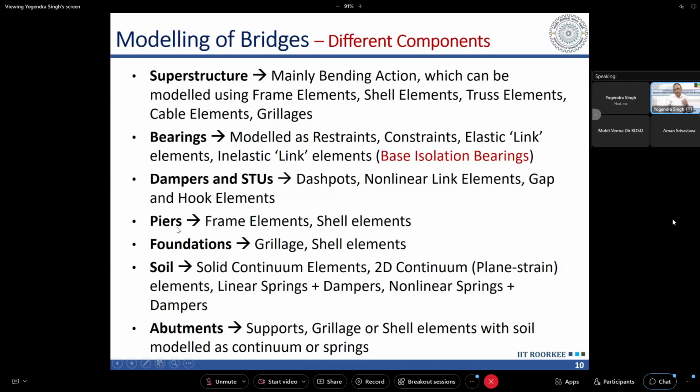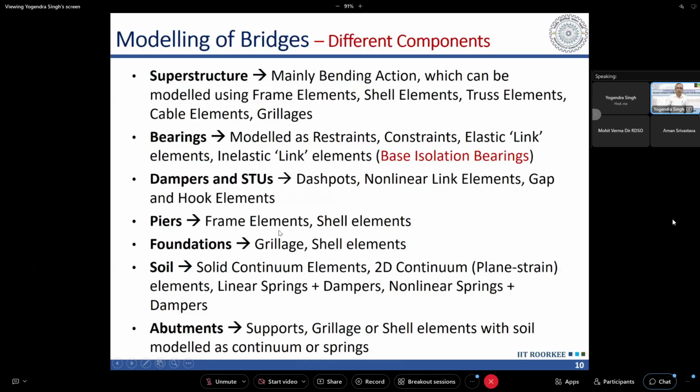So next important component are piers. We have seen that the piers are subjected to most of the damage in case of the bridges, because in case of bridge, it is the piers which are dissipating the energy, not the beams. Like in case of building, the energy dissipation will depend on the beam. But in case of bridges, the beams are either not there, or even if those are there, like in the superstructure, those are connected through bearings, and those are not subjected to any yielding during earthquake. So piers are subjected to yielding, and that's why these piers need to be modeled properly.